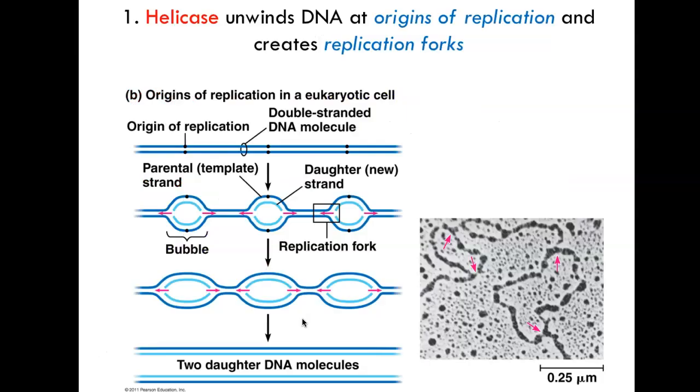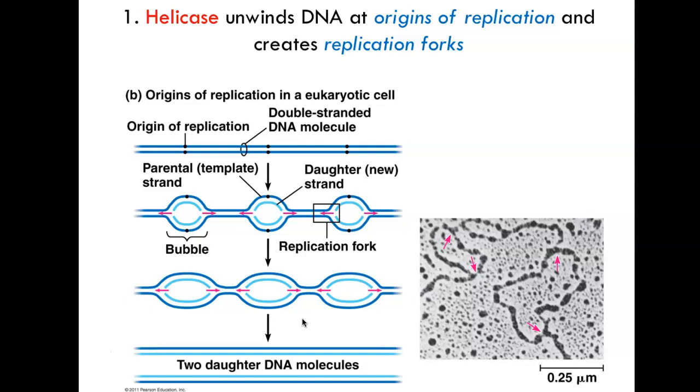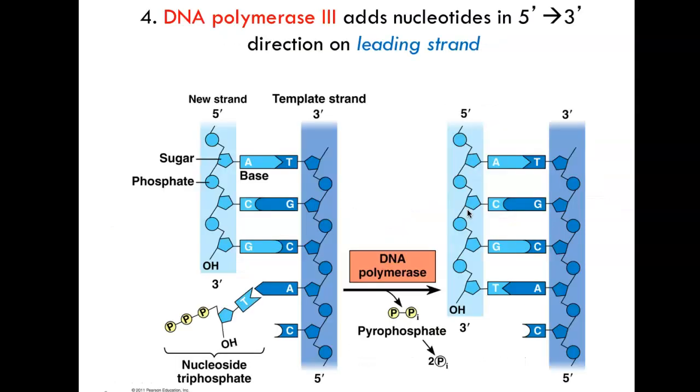Helicase unwinds DNA, and then the initiation proteins are going to separate the two strands. Topoisomerase is going to relieve the strain upstream. Primase is going to add a primer because DNA polymerase can't add new nucleotides without a primer. And then we have DNA polymerase adding to the 3' end, to the hydroxyl group.